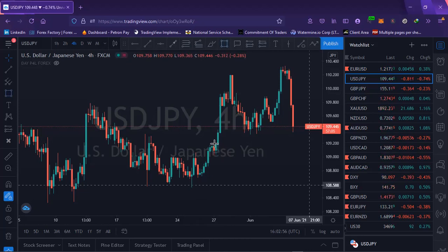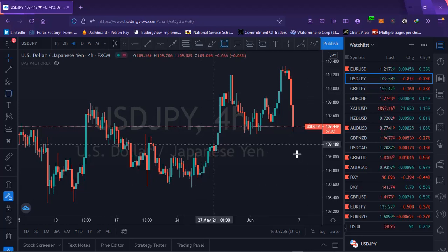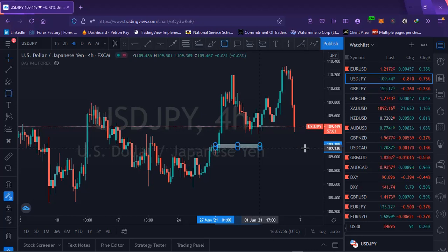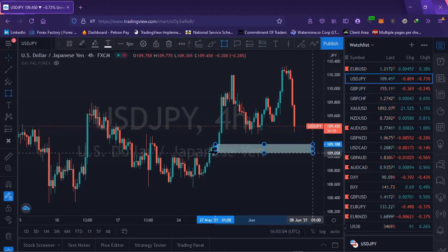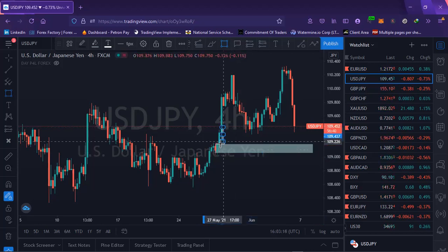So this is an order block, right? So in order to identify whether this order block will hold or not, first of all, you need to identify what you call the fair value gap or a liquidity void. All right. And you know, this is a liquidity void or a fair value gap.